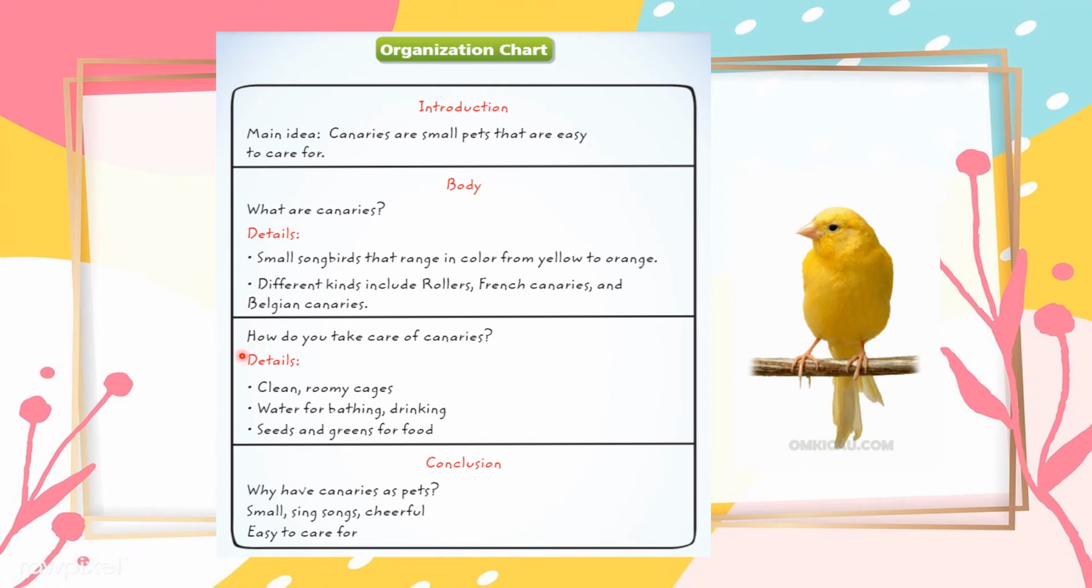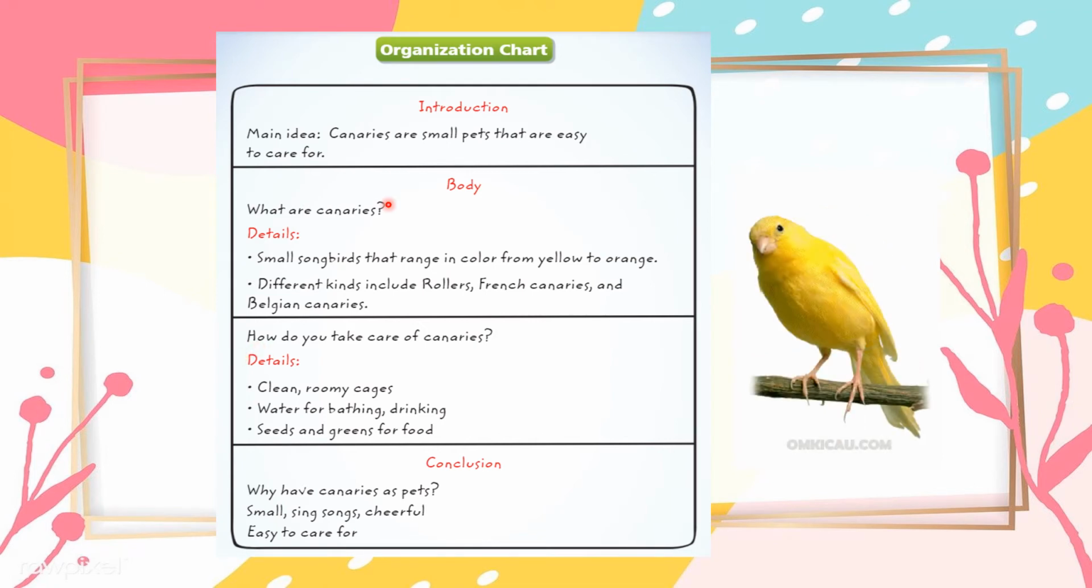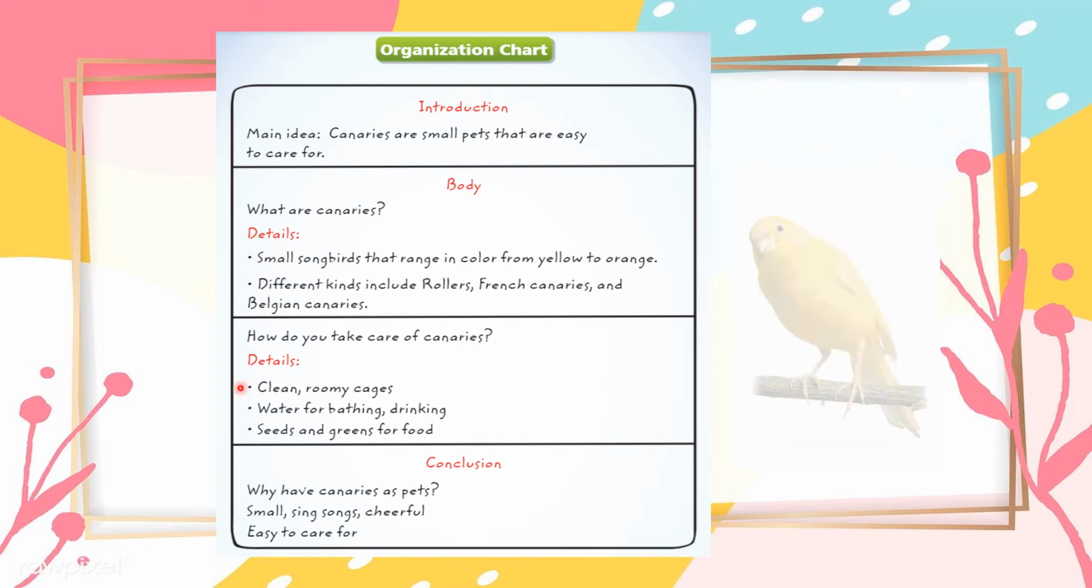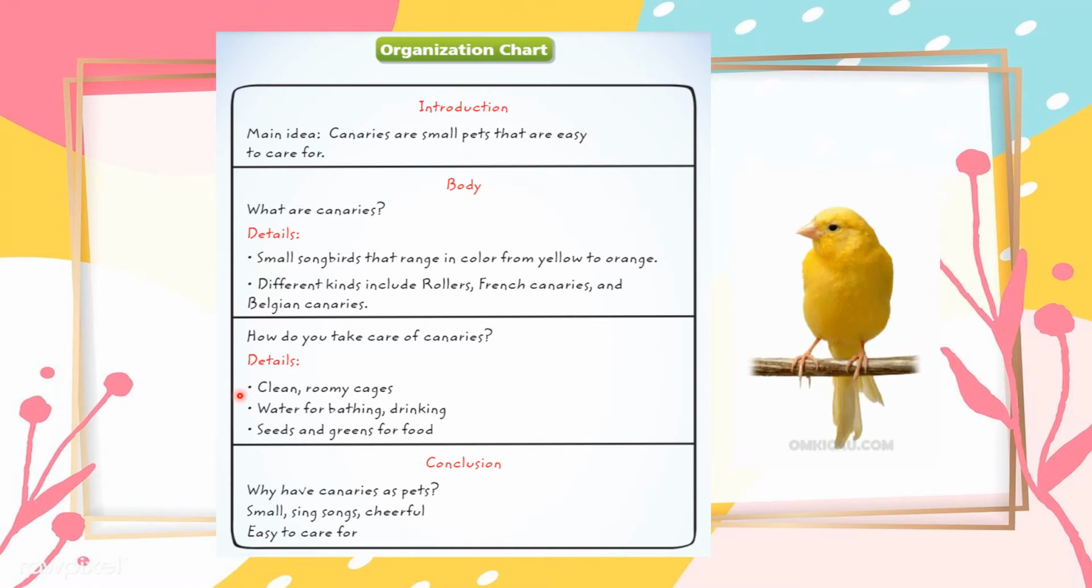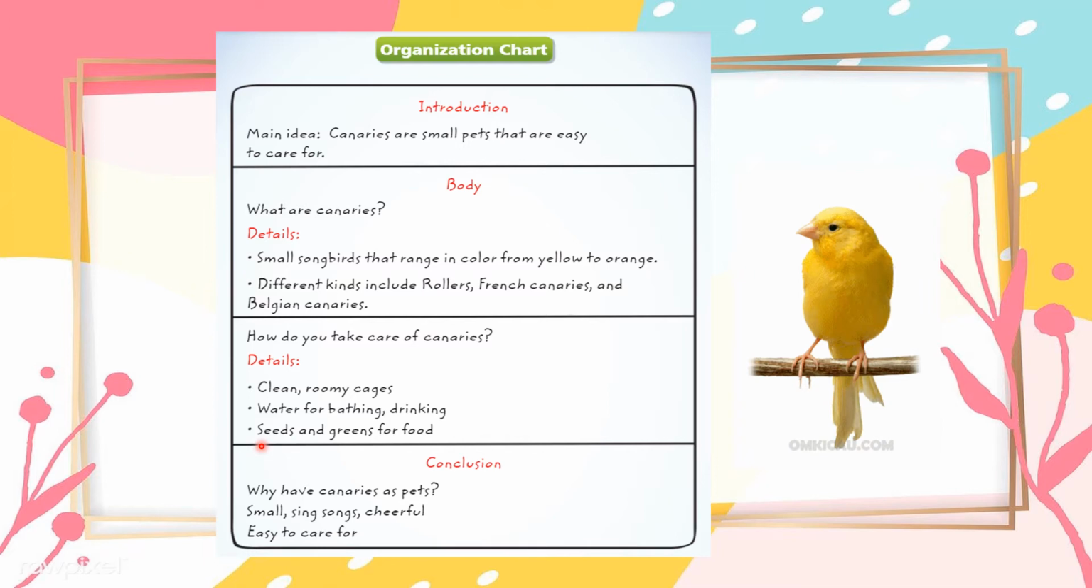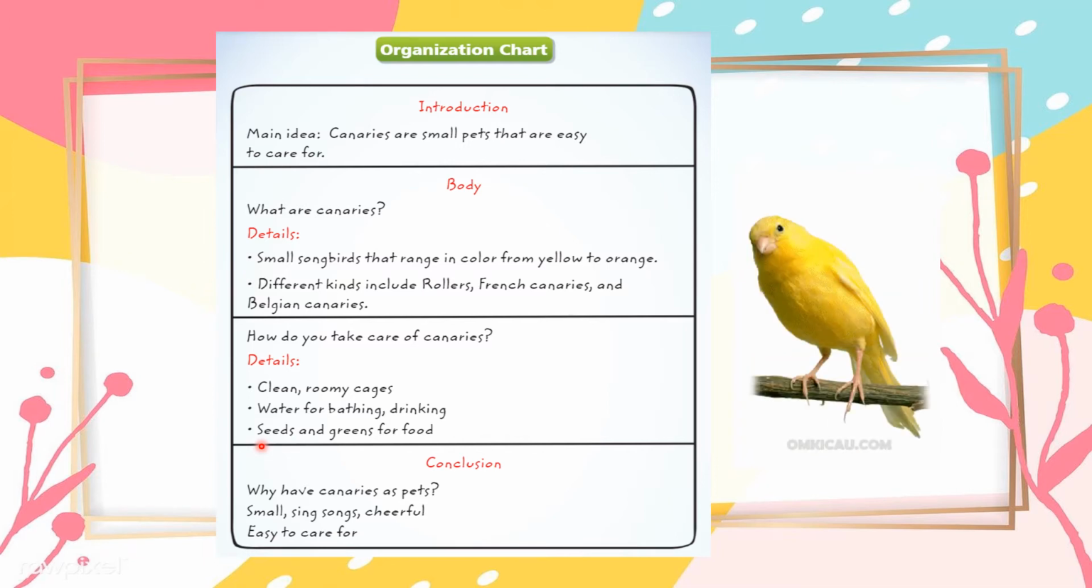Next, how do you take care of canaries? So we're still in body right here. It's part of the details that would help support your main idea. So how do you take care of them? They need clean, roomy cages, water for bathing and drinking, and seeds and greens for food. So the body would now include the different details or ideas that you have gathered in your research.